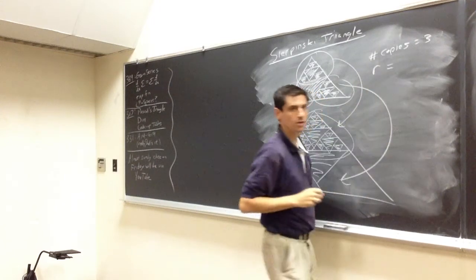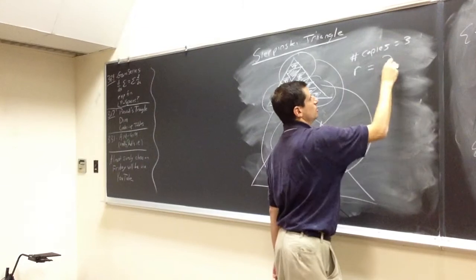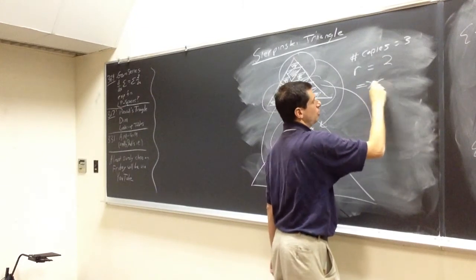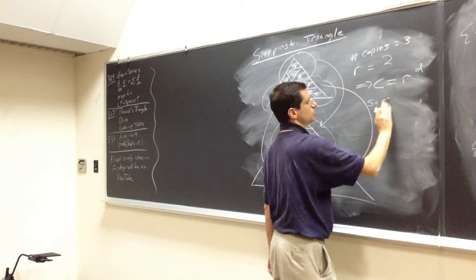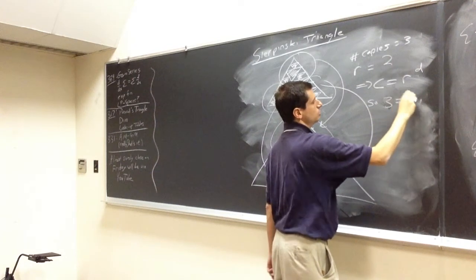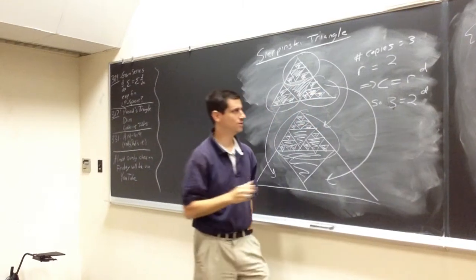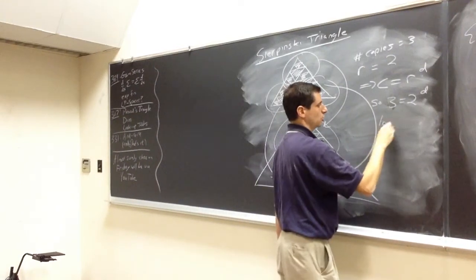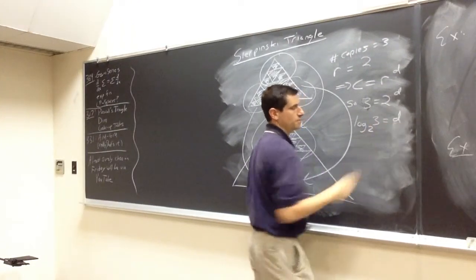And what does R equal? What's my dilation factor? 2. So therefore, copies is R to the D. So 3 is equal to 2 to the D. How do we solve this? Logarithms, log base 2. The log base 2 of 3 is equal to D.